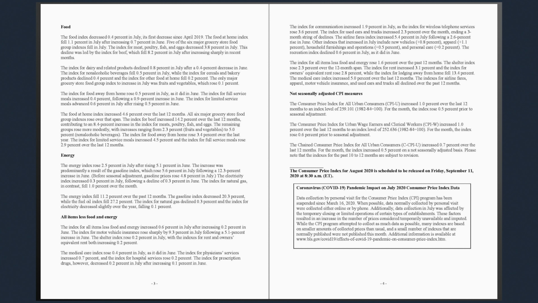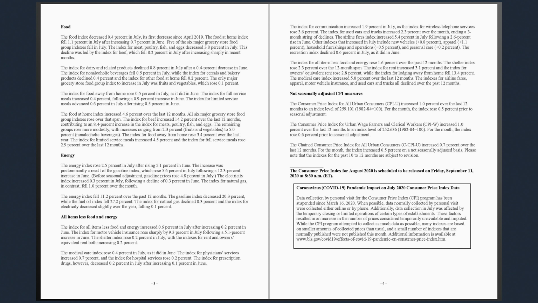The increase was predominantly a result of the gasoline index, which rose 5.6% in July following a 12.3% increase in June. Before seasonal adjustment, gasoline prices rose 4.8% in July. The electricity index increased 0.3% in July, following a decline of 0.3% in June. The index for natural gas, in contrast, fell 1.0% over the month.